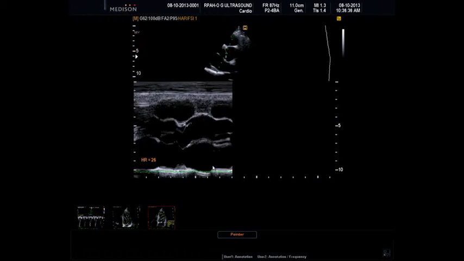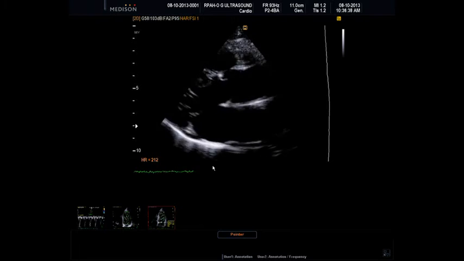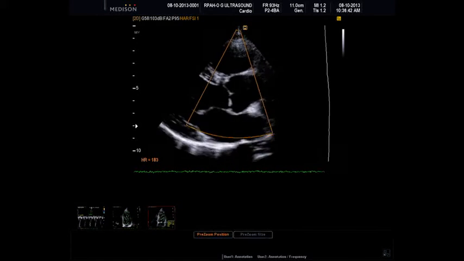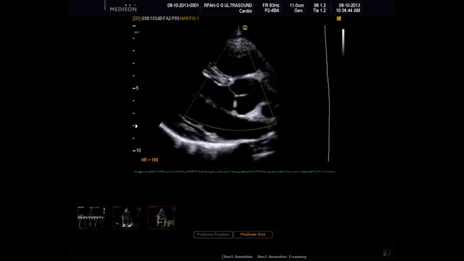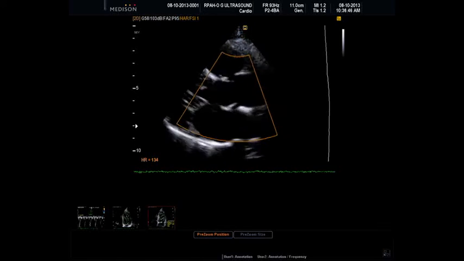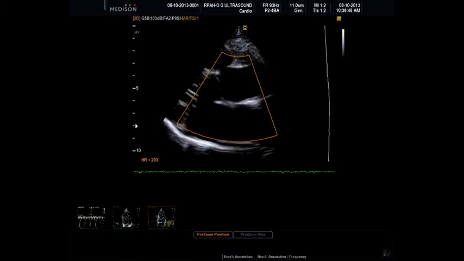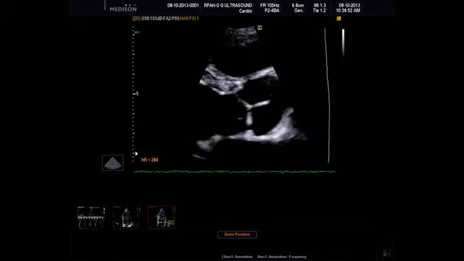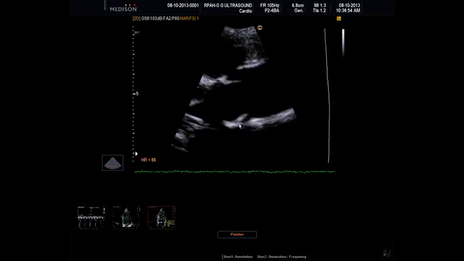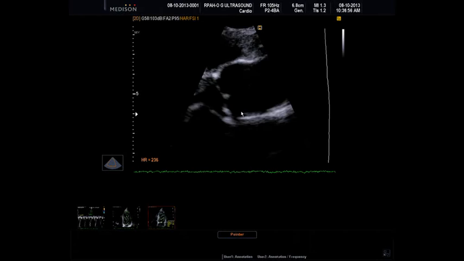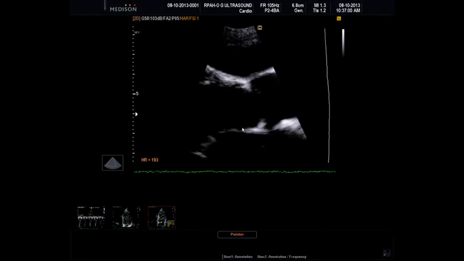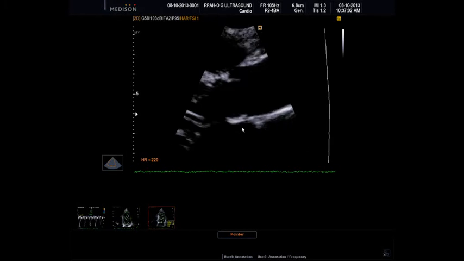So the other thing we look at in this view is, I'm just going to zoom in on the left ventricular outflow tract. We use that to calculate the stroke volume to derive your cardiac output. So we'll just zoom up on the aortic valve. You can see this is the right coronary cusp and the non-coronary cusp. So I'll just freeze the image here.